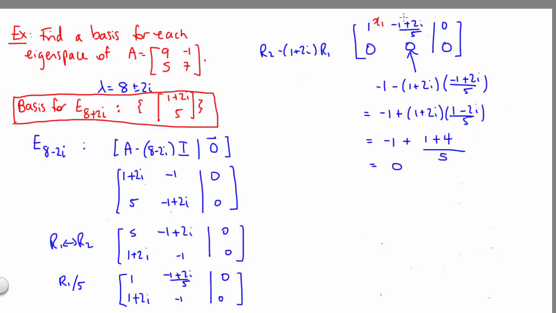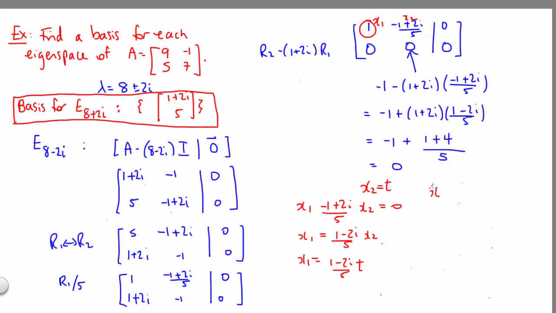Let's name our variables x1 and x2. We've got a leading one in the first row, but there's no leading one in the second row. So that leaves us a column here without a leading entry. That tells us that x2 takes on a parameter. x2 is t. The top row says that x1 minus (1 plus 2i) over 5 times x2 equals 0. If we bring that second term over to the other side, the signs are going to change. So x1 is equal to positive (1 minus 2i) over 5 times x2. In other words, x1 is equal to (1 minus 2i) over 5 times t.